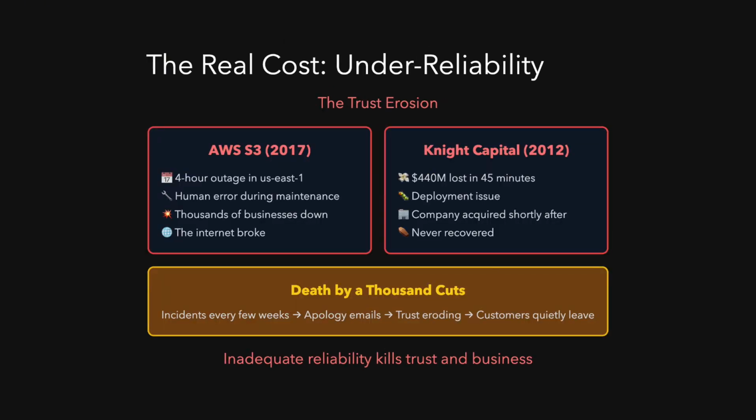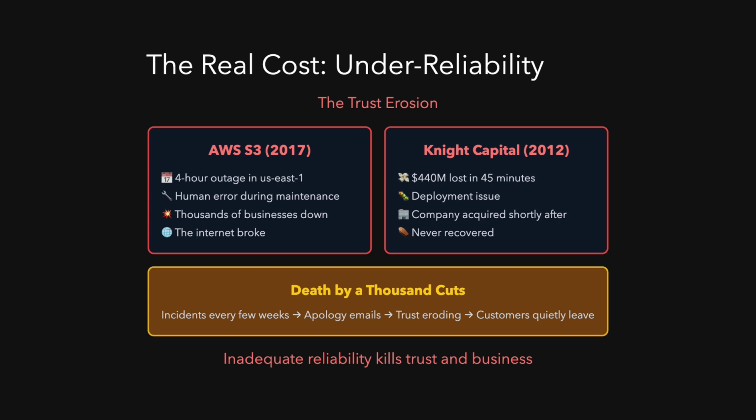In 2017, AWS S3 went down in the US East 1 region for 4 hours, caused by human error during routine maintenance when an engineer accidentally removed more servers than intended. Thousands of businesses couldn't function. The internet broke. Another example is Knight Capital.